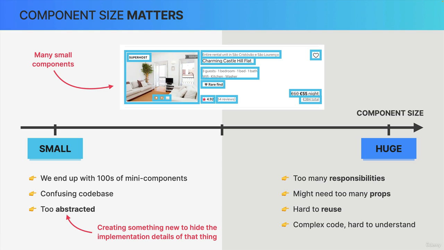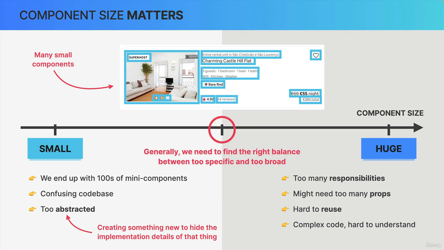Now, if both ends of the spectrum, so both really small and huge components have these problems, then what should we do? Well, most of the time, the goal is to create components that strike the right balance between being too specific and too broad, or in other words, between being too small and being too big. Now, these problems that we identified here, like components having too many responsibilities and being hard to reuse, can help us understand how we should actually split a UI into components.